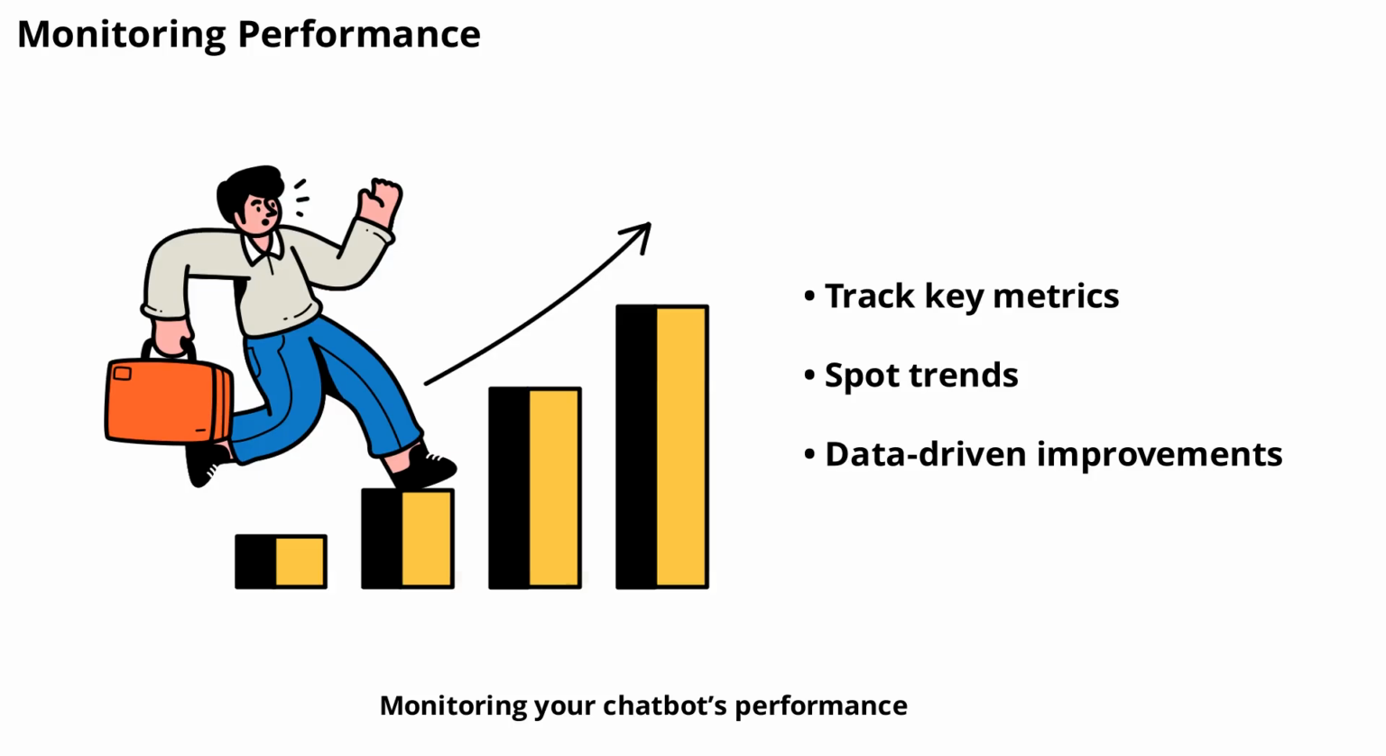Monitoring your chatbot's performance is essential for long-term success. Use analytics tools to track metrics like response time, user satisfaction, and conversation completion rates. Regular monitoring helps you spot trends, identify problems, and make data-driven improvements to your chatbot.